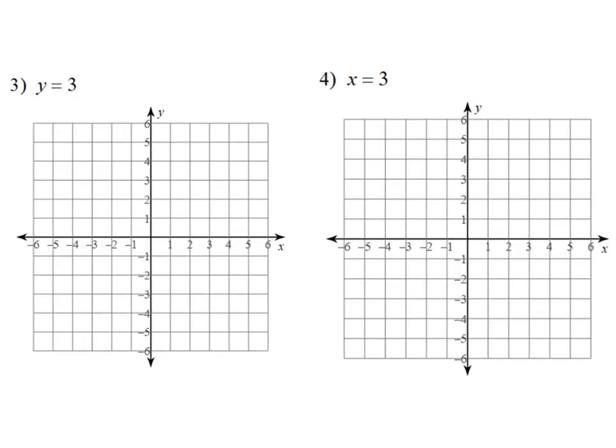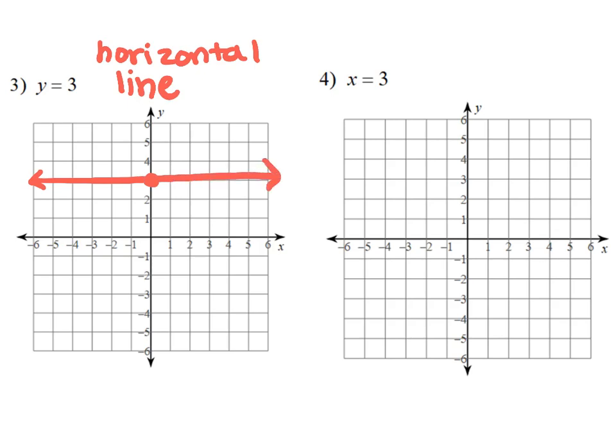In my first example I have here, since this is a y equals equation, I'm going to find 3 on the y-axis. And since this is y equals, that means it's going to be a horizontal line. So I'll draw in my horizontal line through that point. My other example is x equals positive 3. So I find 3 on the x-axis, and since it's x equals, it's a vertical line. So I'm going to draw my vertical line through that point.